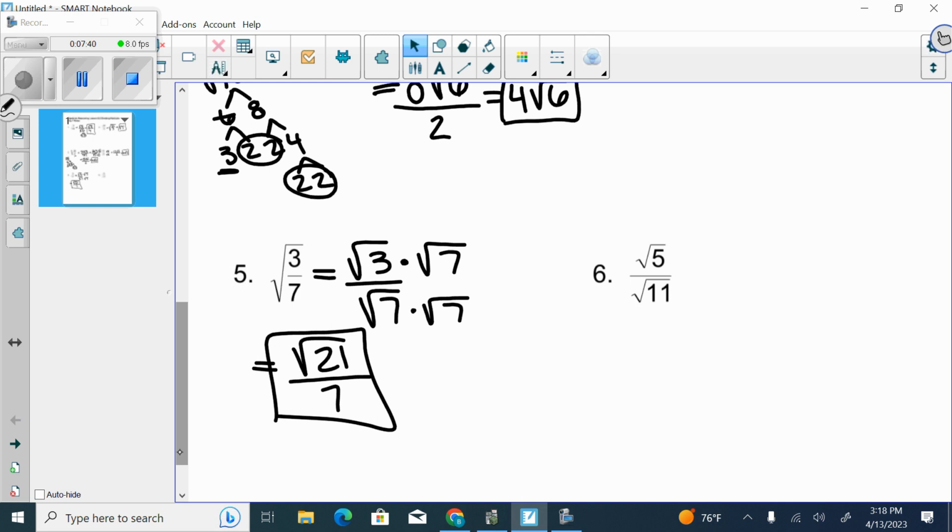All right, last one. So it's already written as 2 separate ones. I could rewrite it as 1, but can I divide 5 by 11? So that's not helpful either. So we just need to get the square root out of the bottom. And how are we going to do that? Times itself.